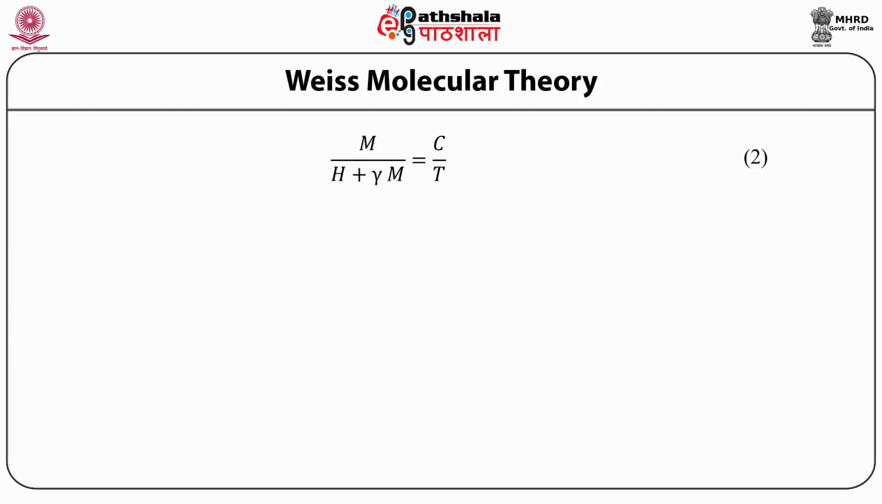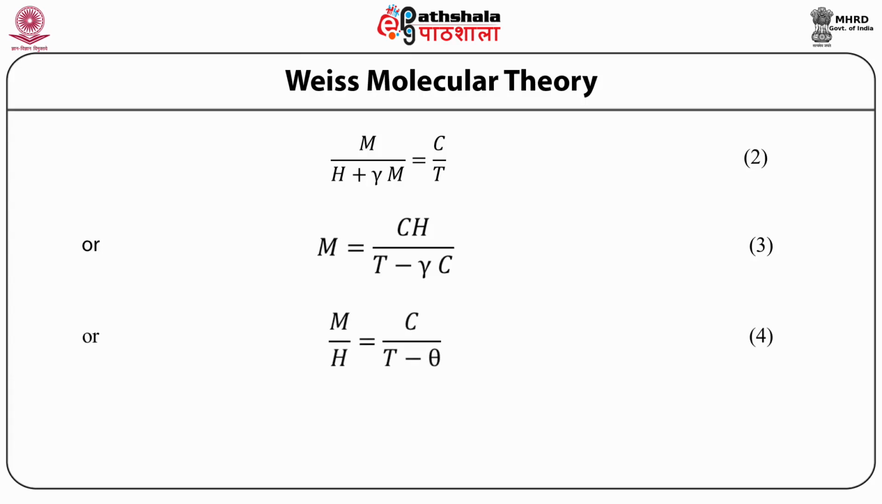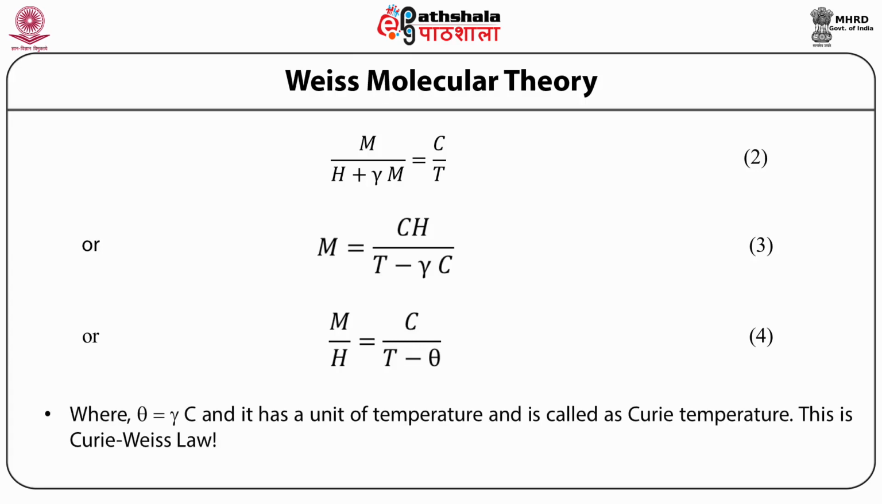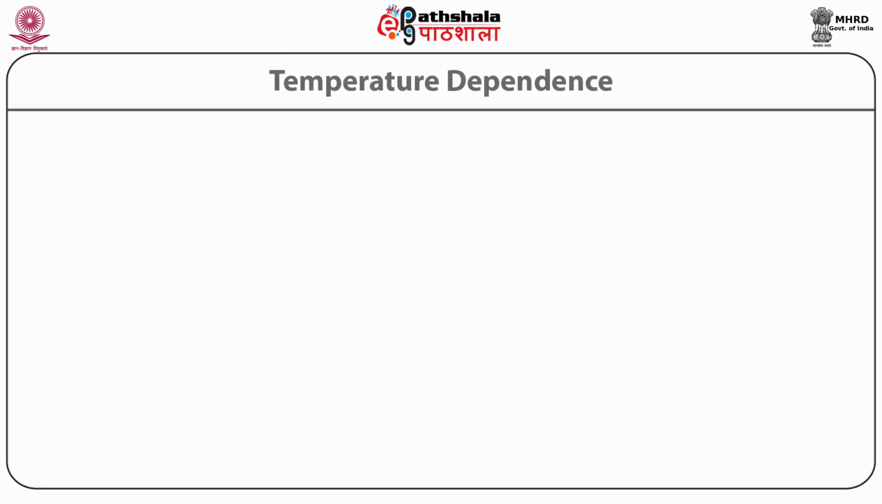This implies that M is equal to C multiplied by H divided by T minus gamma C. So finally, we will get the ratio of M by H is equal to C by T minus theta, where theta is equal to gamma C and it has a unit of temperature and is called the Curie temperature. This is also called the Curie-Weiss law: the temperature dependence of magnetization or susceptibility.